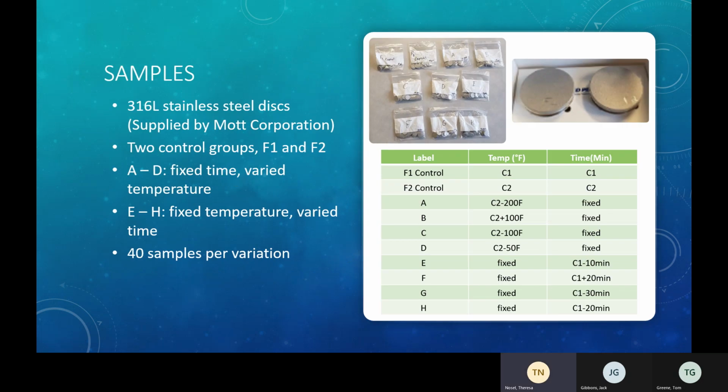Our samples are sintered 316L stainless steel discs. There are 2 control groups, F1 and F2. Samples A through D were sintered at a fixed time with a varied temperature in the oven. Samples E through H are at a fixed temperature with a varied time. There are 40 samples per variation.